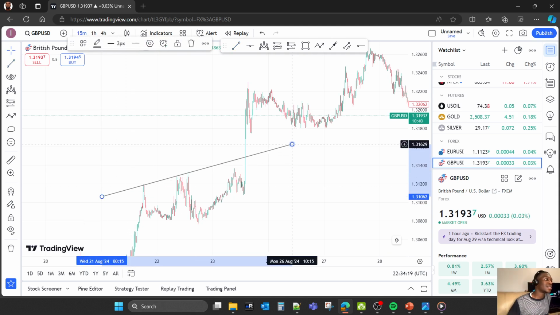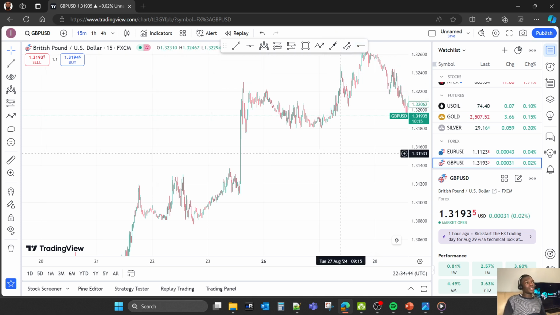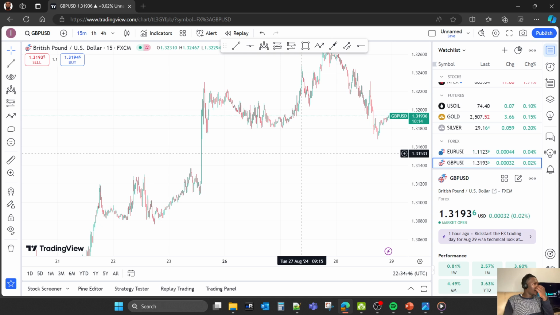Okay, let's now get to something else. So far we have talked about these few tools, which are the trend line, the horizontal line, the head and shoulder, long position, short position, rectangle, path, arrow, parallel channels, and horizontal ray. So these are the few things that most of the traders get to use.